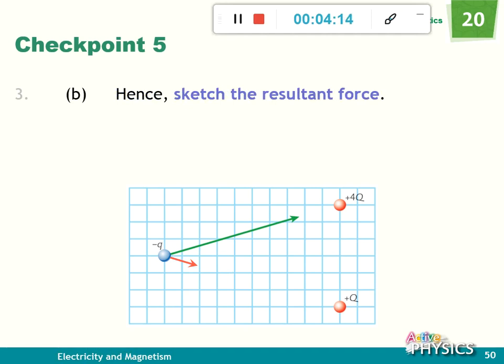How about part B? Sketch the resultant force. At this time, you will think that this is mechanics. The same. You can use the tip-to-tail method or the parallelogram method to do it. Okay, use the parallelogram method. You can find that the resultant will be the diagonal of the parallelogram.